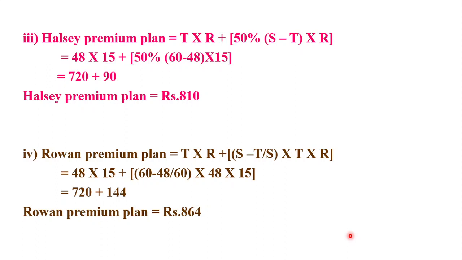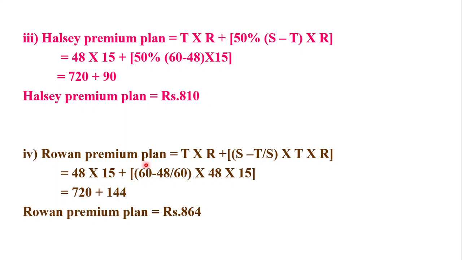Then Halsey plan and Rowan plan we have to do. Under Halsey premium plan the formula is T into R plus 50% of S minus T into R. T means time taken 48, rate per hour 15, 50%, standard time 60, time taken 48 and rate per hour 15. So after simplifying, we will get the wages under Halsey premium plan is rupees 810.